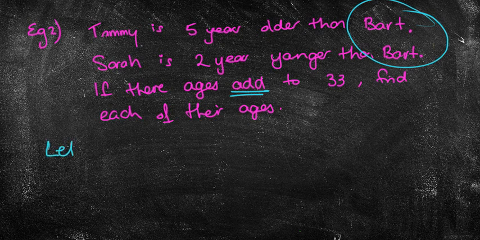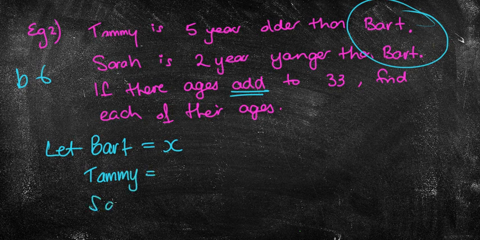So I'm going to let Bart be represented by x, whatever his age is going to be. I don't know how old he is, so I'm going to let that equal x. I could let it equal b, but sometimes b looks like 6, so be a little bit careful with that. I'm going to write an expression for the other two people, Tammy and Sarah. Tammy is 5 years older than Bart, so she is plus 5 on top of Bart. Sarah is 2 years younger than Bart, so she's x take away 2.